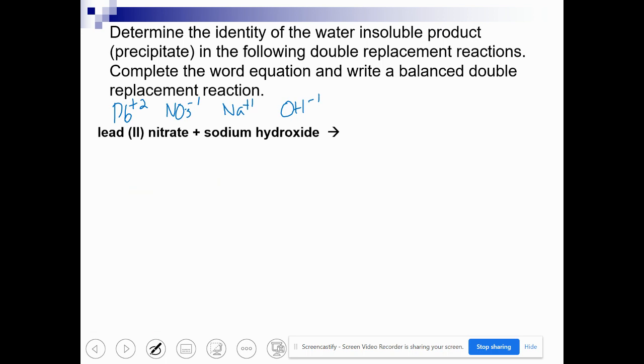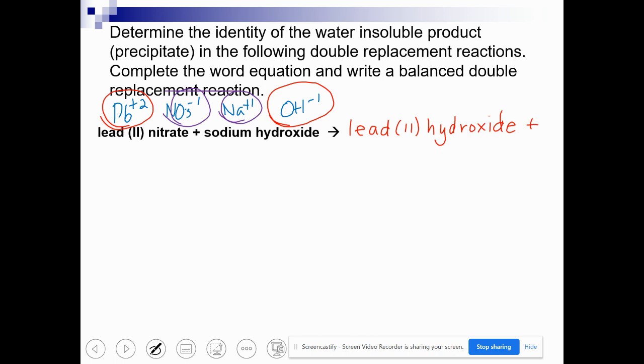Now, when they do their swapping, remember that the positive ion from one compound goes with the negative ion from the next compound. So when you name them and write the formula, you always put the positive ion first. So I'm going to put the lead 2 and then I will put the hydroxide portion of the name. Now the other compound that is formed is going to be the positive ion from the second compound with the negative ion from the first.